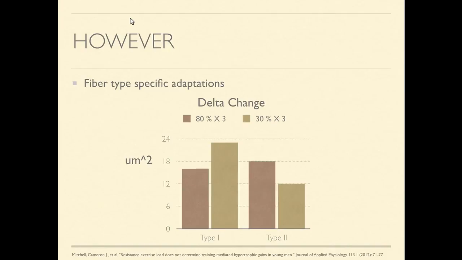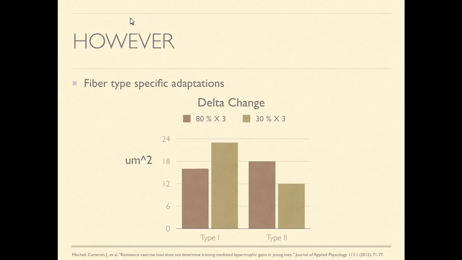However, this is one thing Brad Schoenfeld pointed out. If you look at type 1 fibers, this is essentially increase in muscle fiber size. You look at type 1 fibers, the 30% by 3 group increase greater in type 1 fibers than the 80% by 3. Whereas that trend reversed in the type 2.